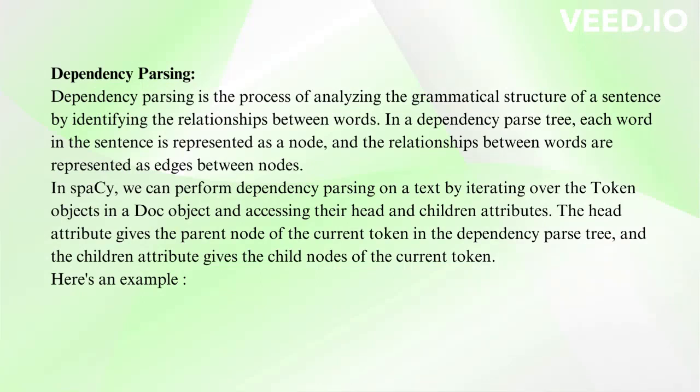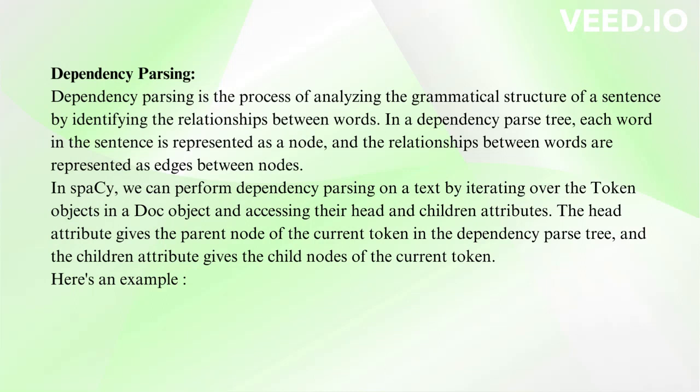Dependency parsing. Dependency parsing is the process of analyzing the grammatical structure of a sentence by identifying the relationship between words. In a dependency parse tree, each word in the sentence is represented as a node, and the relationships between the words are represented as edges between the nodes.